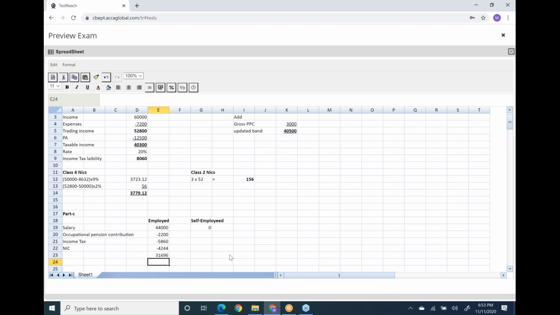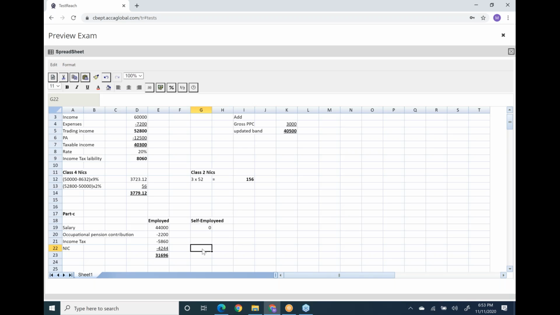See, the net inflow is 31,696. If you are an employee, the net inflow is 31,696. Okay. Now, the second case is self-employed. In self-employed, you will be getting just everything.